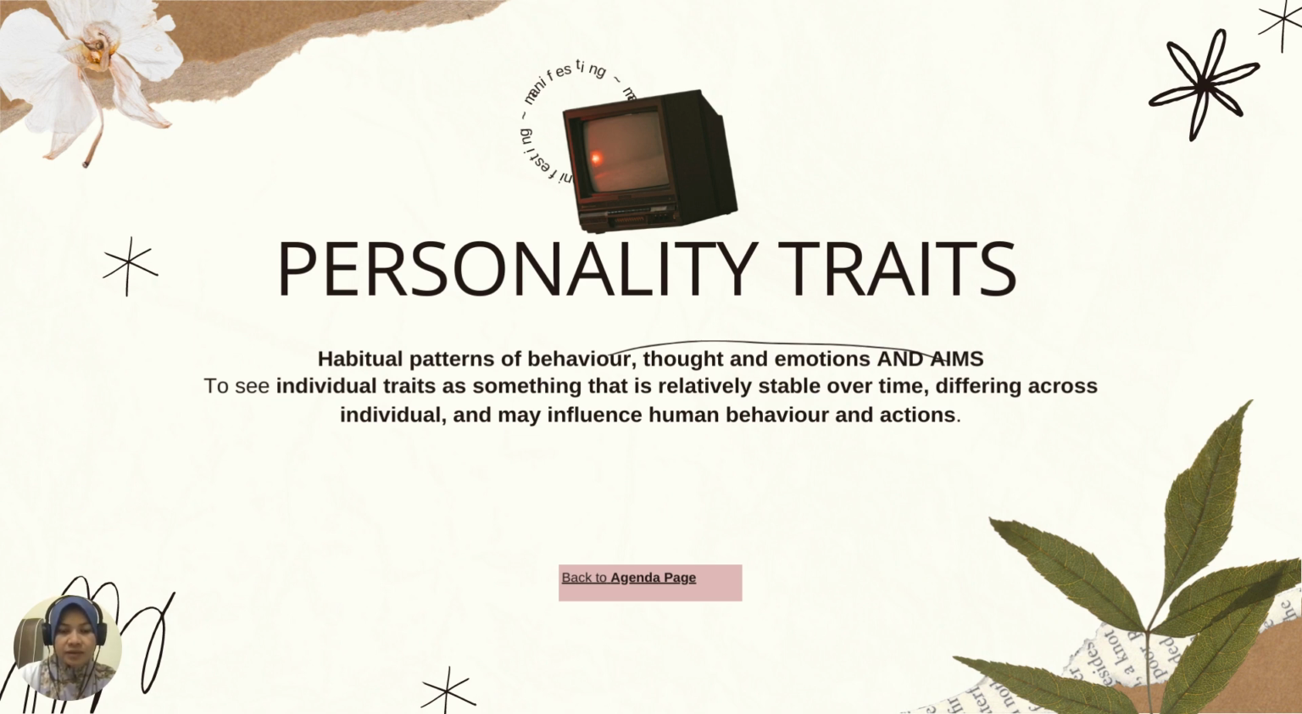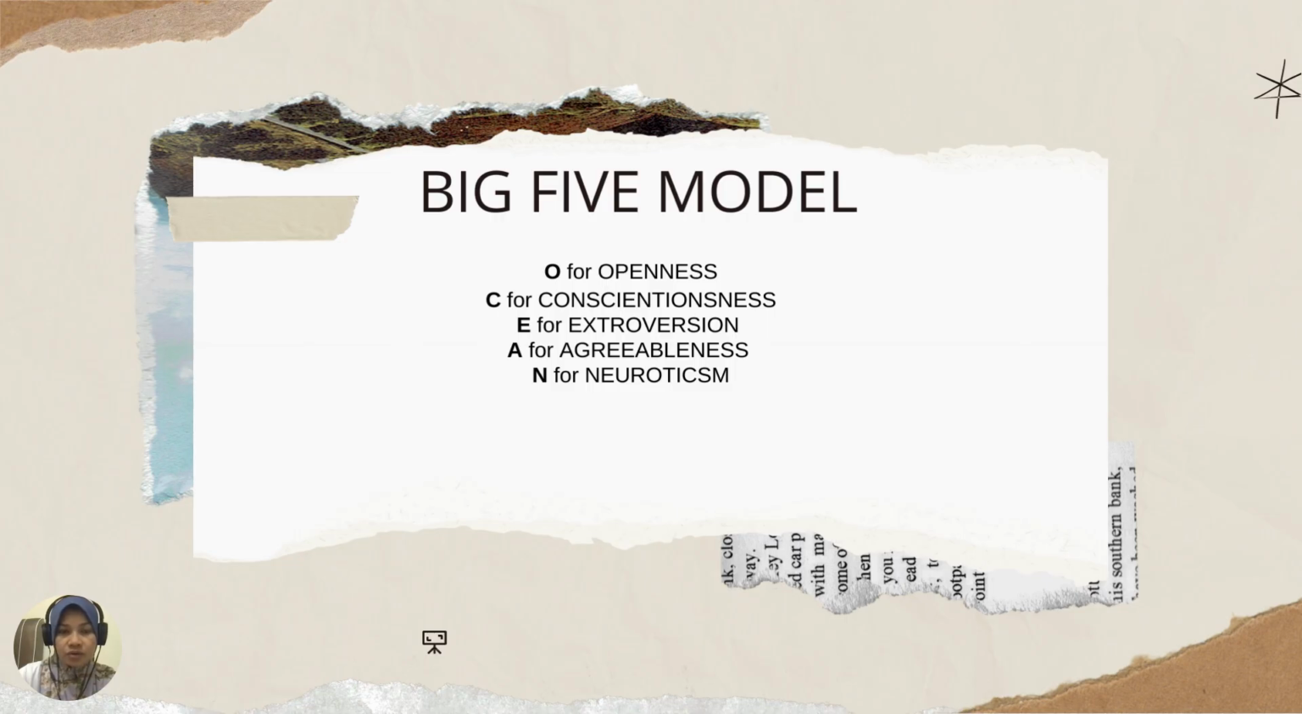Personality traits. Personality trait refers to habitual pattern of behavior, thought, and emotion and aims to see individual trait as something that is relatively stable over time, differs across individuals, and may influence human behavior and action. And the most common personality trait is the Big Five model.